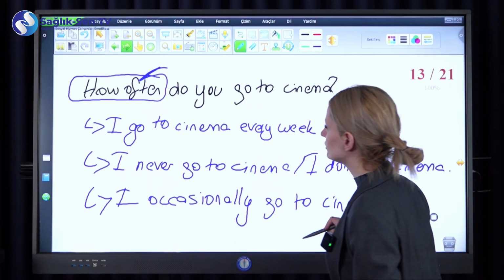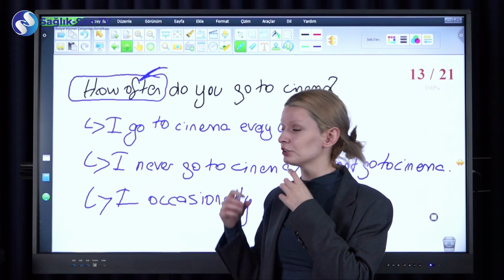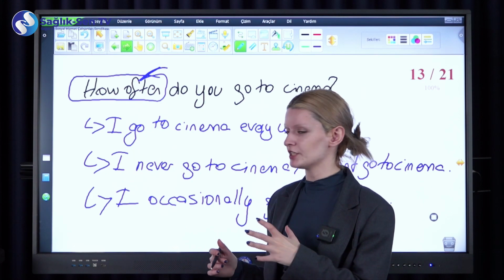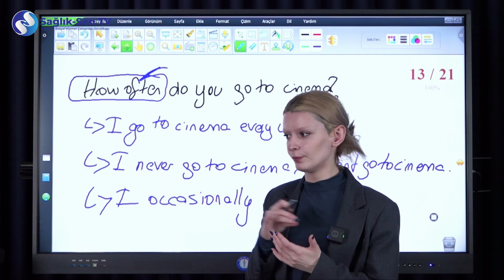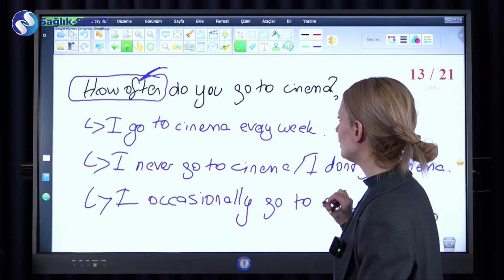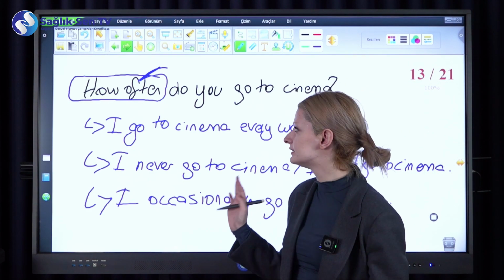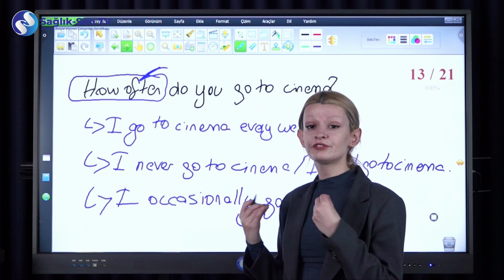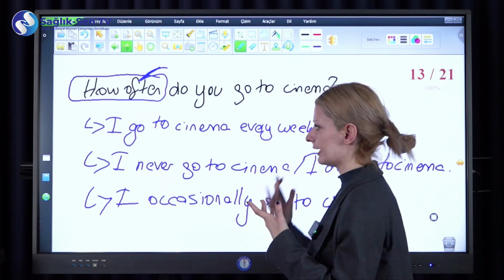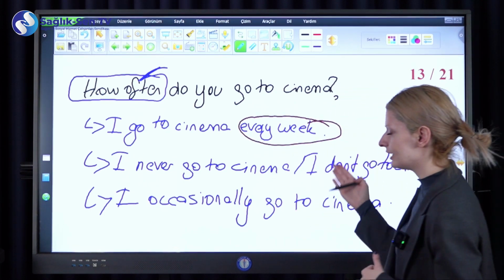How often do you go to cinema? We have talked about WH questions and where to put them in the sentence. The tense doesn't matter. Before the auxiliary verb, we put our WH question pronoun. How often do you go to cinema? Now, our main question in this sentence is the frequency. How often do you do that thing, that activity? I go to cinema every week. I can answer like this.